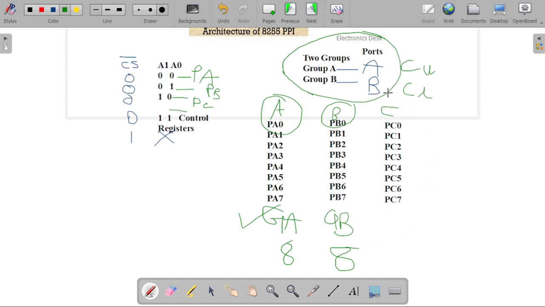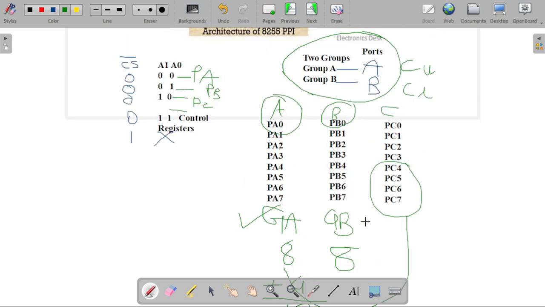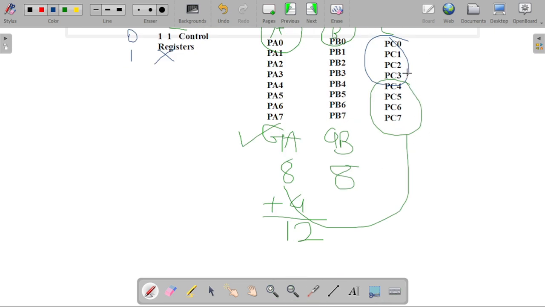Now port C will be added to group A and group B. In the case of port C, PC4 to PC7 will be added to group A. So 4 pins are added to group A, and it becomes 12 pins in group A. The lower part of port C will be included in group B. These 4 pins are added to group B, and it becomes 12 pins in group B.